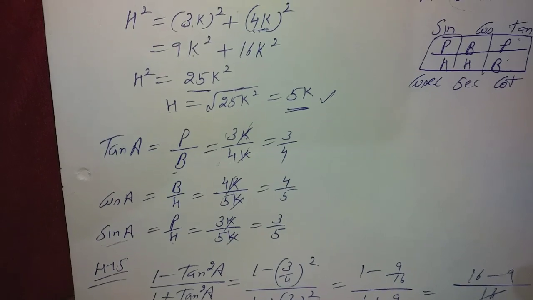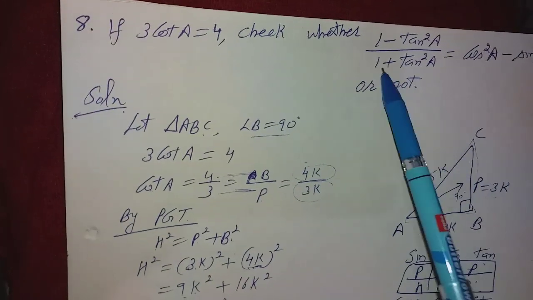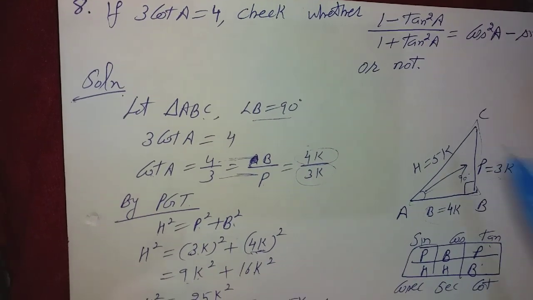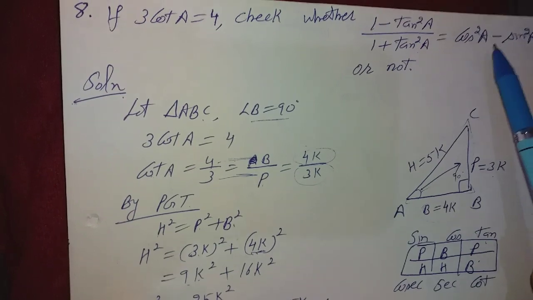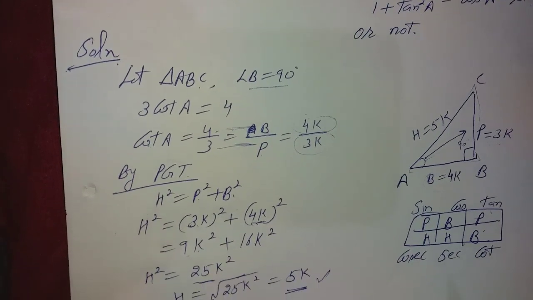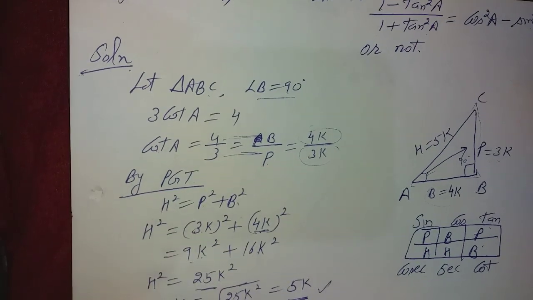So here we are asked to check whether this is equal or not equal. So we will find first the left hand side, after that the right hand side. If both are the same, then we can say it is true. If both are not equal, then we will say it is not true.